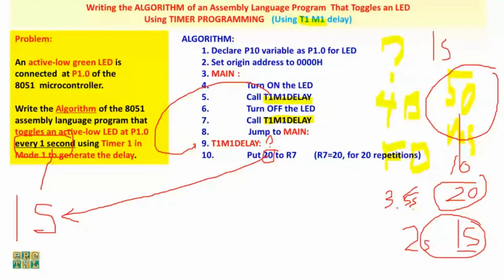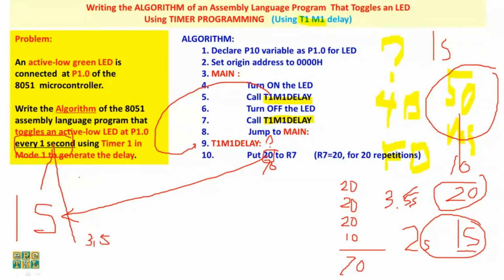70. Look: 20, 1 second. Another second, 20, 2 seconds. Another second, 20, 3 seconds. Half second, 10. Add all. How much? 70, right. Oh, you see? So you will make this 70.